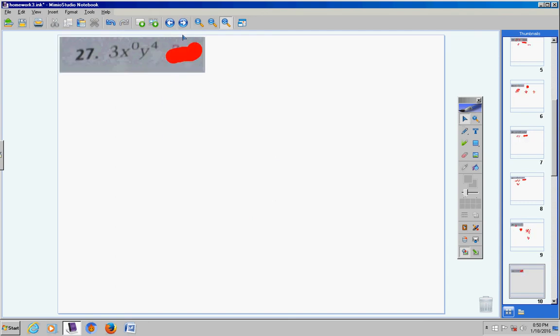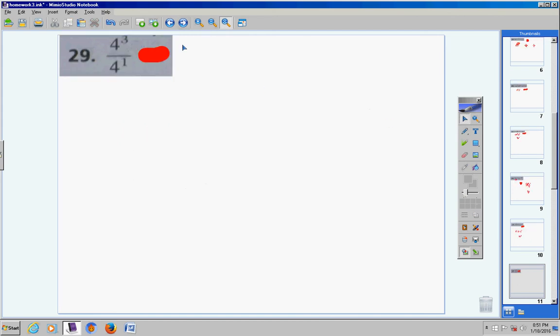Alright, number 27. Now be careful on this one, okay? The 3 does not have a power of 0. The 3 has a power of 1. And they're all multiplying, don't forget. So here's what we have. We have 3 to the 1 times x to the 0, which is 1, anything to the 0 power is 1, times y to the 4th. Well, 3 to the 1 is 3. 3 times 1 is 3. So 3y to the 4th. 3y to the 4th.